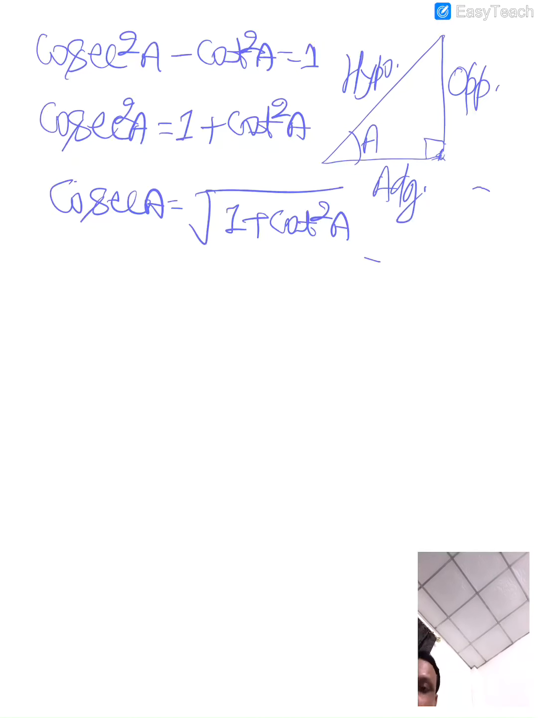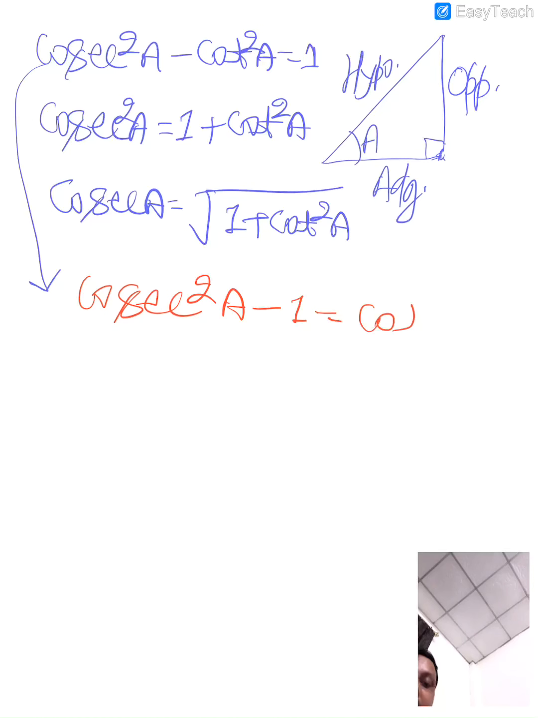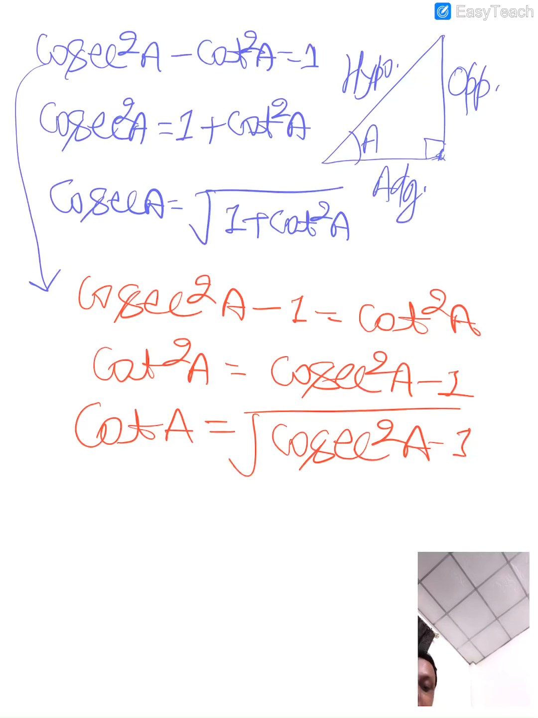Now if you want to find the value of cot, from here cosec²A minus 1 is equal to cot²A. So you can write cot²A is equal to cosec²A minus 1. So you can write now cot A is equal to the square root of cosec²A minus 1.